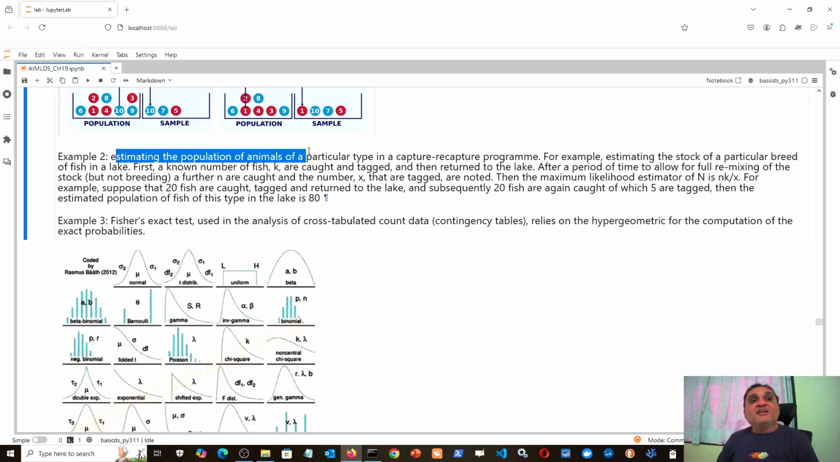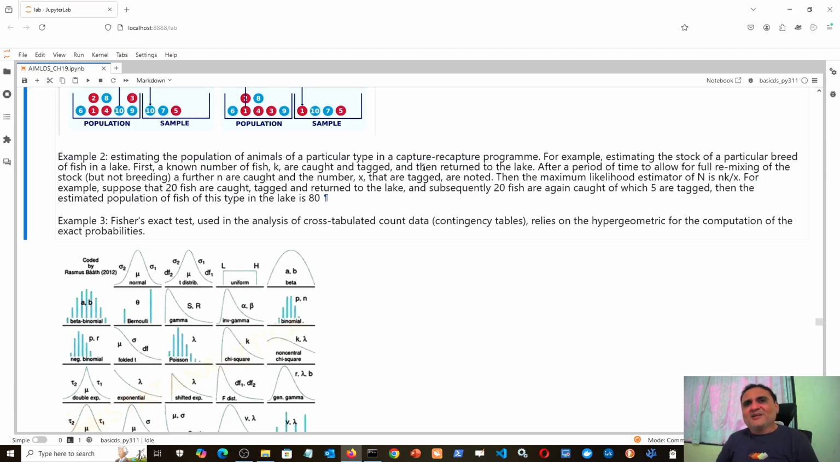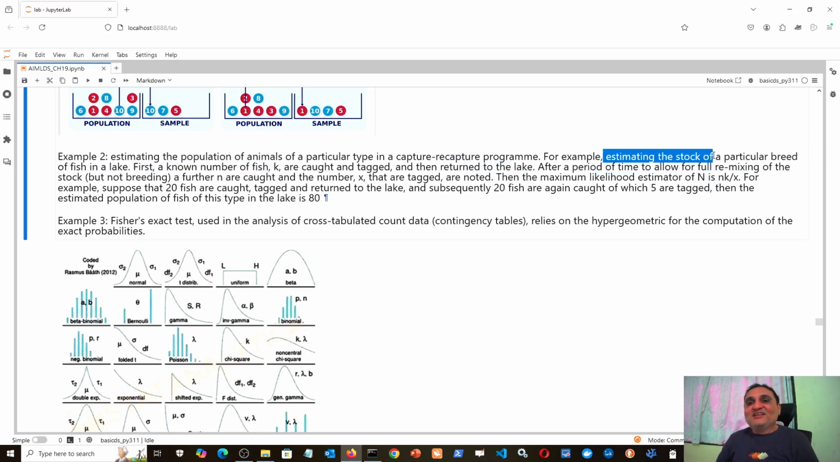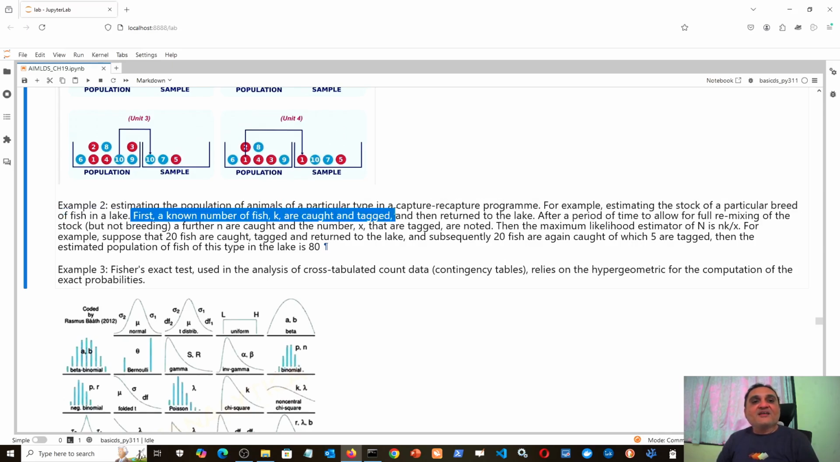Now this is estimating the population of animals in a particular type of capture and capture example. Now this is an experiment for protecting biodiversity. You may have encountered that kind of sentence that this species is in danger, or only this many living creatures of this fish are existing. Now the question is who goes to count them and how to count them. So this is the method used to count, estimating the stock of a particular breed of fish in the lake. So first, a known number of fish K are caught and tagged.